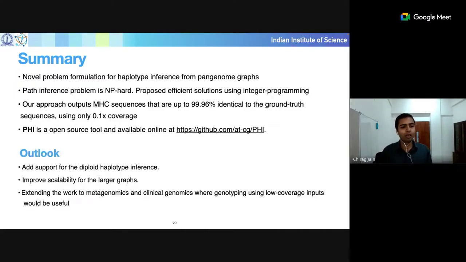As a future work, one obvious thing that we have to do here is to extend this framework to diploid samples as well. And the idea there would be to extend this problem from inferring one flow, so right now we have an s-t flow of one that we are looking at. In the diploid case, we would want a flow of two from source to sink so that we get two paths from the pangenome graph. We also would like to improve scalability to larger graphs and a larger number of haplotypes. And finally, we are exploring the extension to metagenomics and clinical genomics, where genotyping using low coverage inputs would be useful.